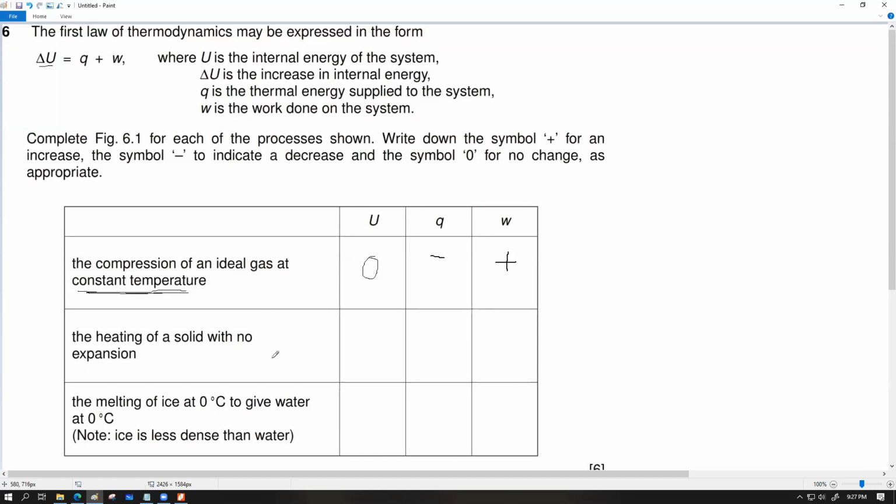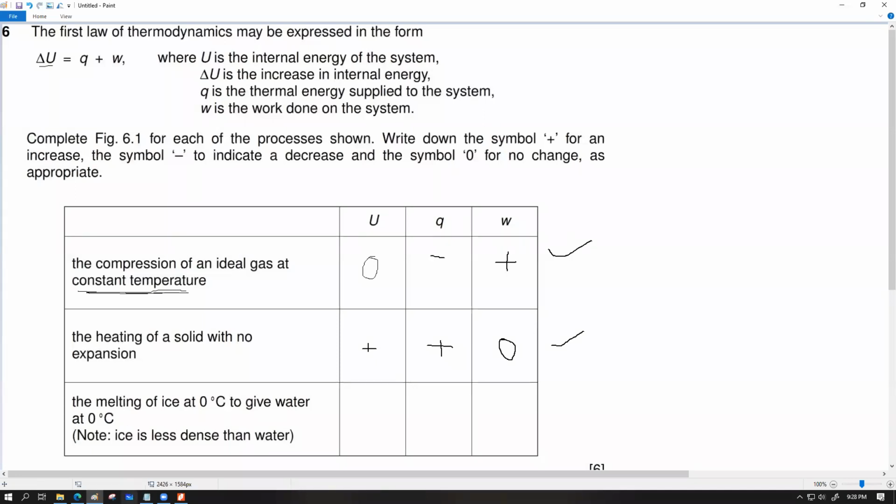Look at this, heating of a solid with no expansion. Heating of a solid. So this has to be plus. Heating means what? Heat is in. No expansion means no volume change. So W has to be 0. This has to be plus. Right? These two have no problem. This one is the crap.